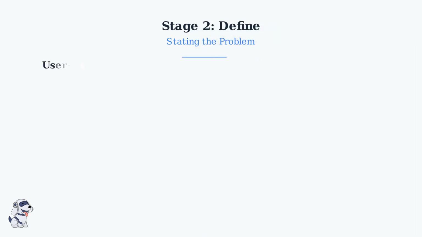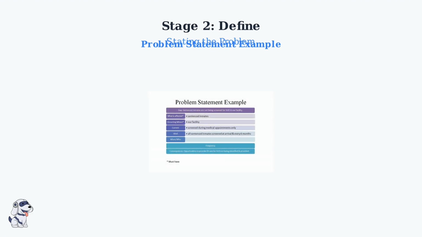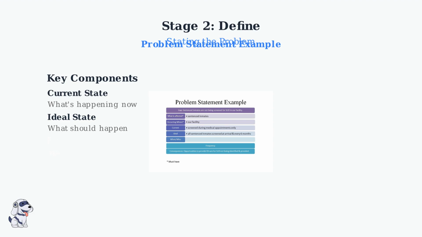The define stage requires framing problems from the user's perspective, focusing on their actual needs rather than jumping to solutions. Here's a real example of a well-defined problem statement. Notice how it clearly identifies the gap between current and ideal states from the user's perspective. Effective problem statements include three key components: the current state, the ideal state, and the impact of the gap between them.